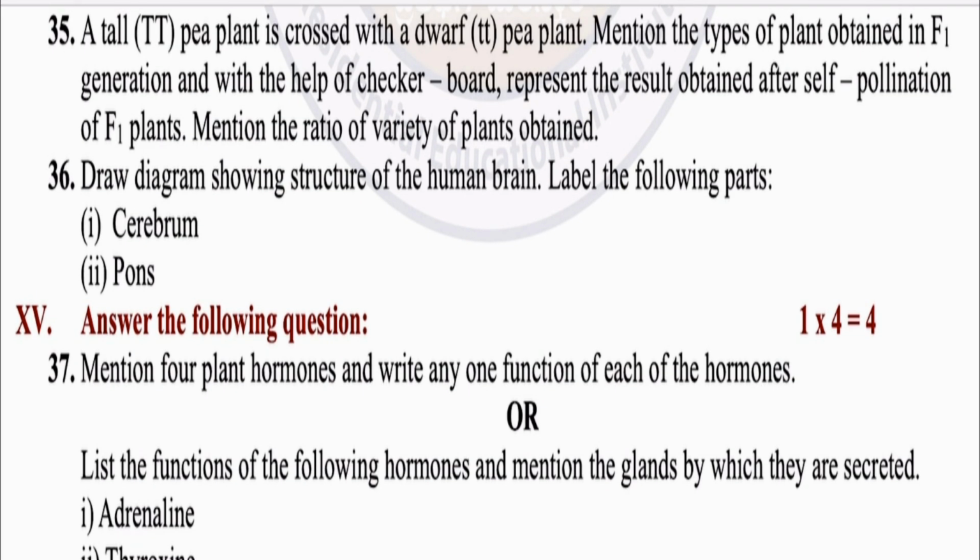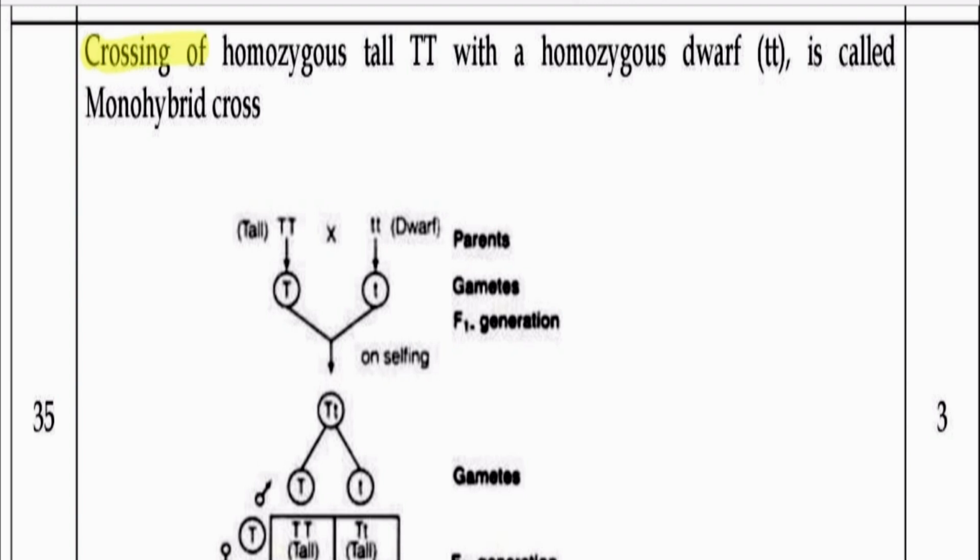Next, 35th question. A tall T pea plant is crossed with a dwarf t pea plant. Mention the type of plant obtained in the F1 generation, and with the help of a checkerboard represent the result obtained after self-pollination of F1 plants. Mention the ratio of the variety of plants obtained. Crossing of homozygous tall T with homozygous dwarf t is called a monohybrid cross. Here is the checkerboard, and the phenotypic ratio is 3:1 and the genotypic ratio is 1:2:1.